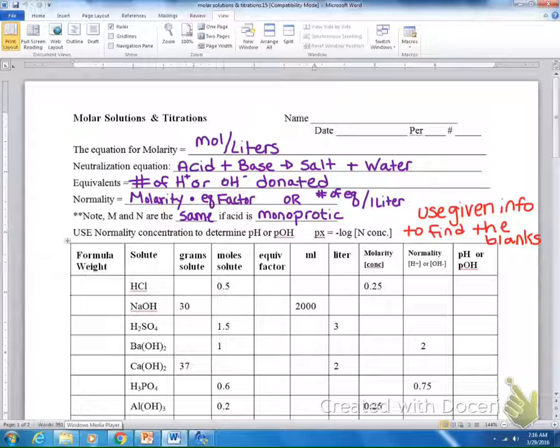When you are doing pH and pOH, remember that you can calculate the pH and the pOH when you have the normality concentration. It's the negative log of the normality concentration. Okay, so there's your first set of notes on molar solutions and titrations. You need to have the grid done and numbers 1 and 2 by the next class period.